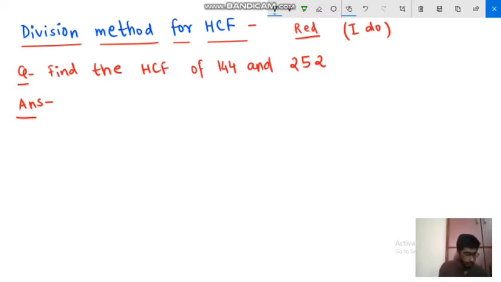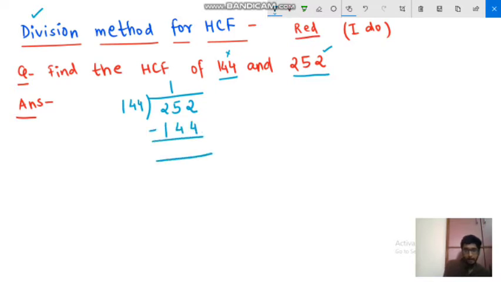Now, what is your method? Under the division method, what we do is we divide the bigger number by the smaller number. That means 252 is going to be divided by 144. This is the first step. Now we will divide. 144 times 1 will be 144, and we subtract. 144 times 2 will not be possible because that number is going to be bigger than 252. When I subtract it, I will find 8, 0 and 1.